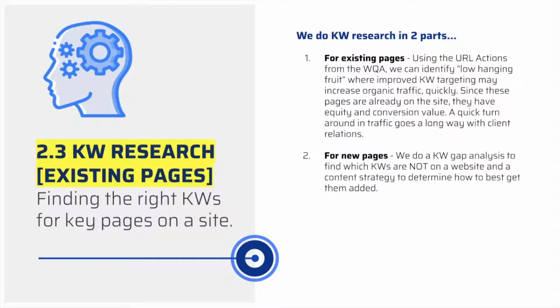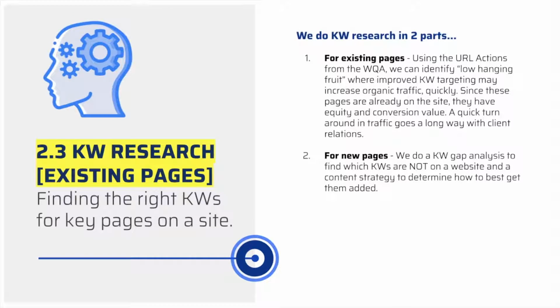Number 1, the first part right here, is keyword research for existing pages. Using those important URL actions that we tagged in the website quality audit, we can identify what we call low-hanging fruit pages, where keyword targeting may increase organic traffic quickly if we can do some on-page adjustments and identify the right keywords those pages should be targeting. These pages are a lot easier to rank because they have existing equity. They probably have some keyword rankings already. We just need to fine tune them to get them punched up a little bit higher. And a quick turnaround in organic traffic goes a very long way in client relations and buys you time for those long-term goals and massive gains that you can hit with SEO.